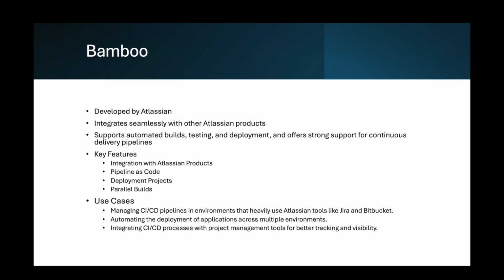Use cases include managing CI/CD pipelines in environments that heavily use Atlassian tools like Jira and Bitbucket, automating the deployment of applications across multiple environments, and integrating CI/CD processes with project management tools for better tracking and visibility. Example can be a Bamboo pipeline can automatically build, test, and deploy a Java application with integration to Jira for tracking build status and issues.